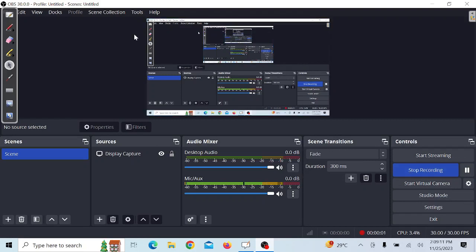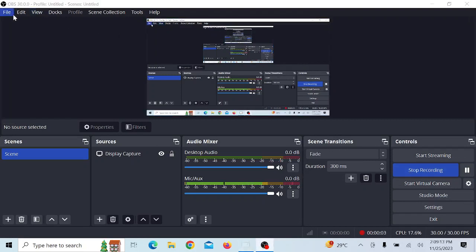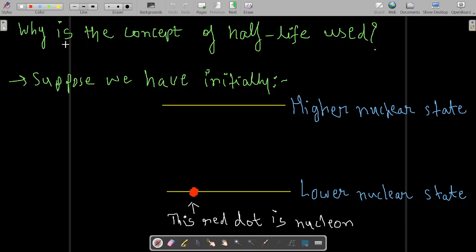Yes friends, welcome once again to the class, and today we are going to learn the concept of half-life and why it is used. This is lecture number 40 of physics optional UPSC, nuclear and particle physics. The chapter name is nuclear and particle physics. We are going to learn why the concept of half-life is used.